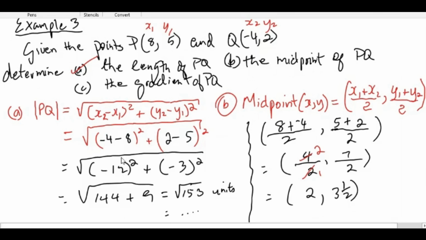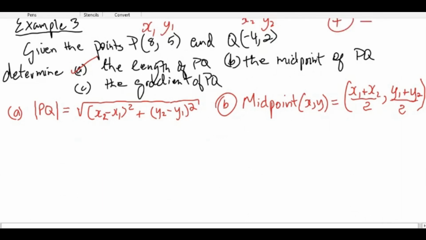All right, so we're down to the last one, which is to find the gradient. We found the length of the line PQ. We found the midpoint of PQ as well. So if you have a line PQ, P and Q, the midpoint will be somewhere here, right? It has an X location and a Y location. Go down to the X axis, go across on the Y axis. That's the midpoint. That's the idea we're talking about here. All right, next we want to find the gradient.